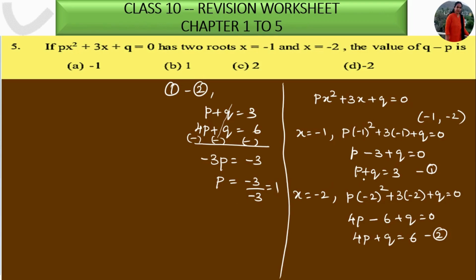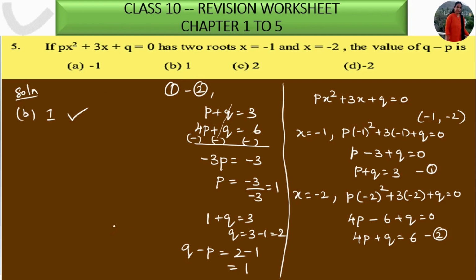So if p is equal to 1, if we substitute here 1 plus q is equal to 3, then q is equal to 3 minus 1 equal to 2. Now find out what is q minus p. Q is 2 and p is 1. So 2 minus 1 is equal to 1. So q minus p is equal to 1. So option B. B is equal to 1 is the right answer. So you have to do this problem faster as we have many steps. You have to do this problem very fast.